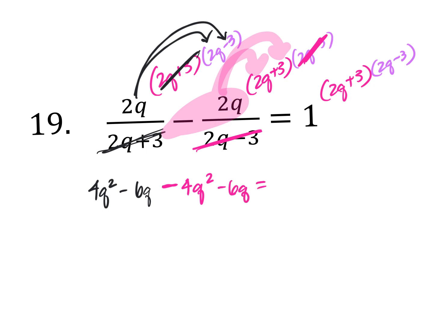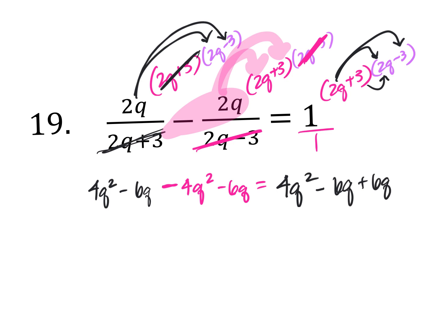What's on the right side? Does anything cancel out? My denominator is currently 1. Nothing cancels out with it, right? We have to distribute it. What's 2q times 2q? 4q squared. Minus 6q. What's this going to do? Plus 6q. We love that. Those cancel.